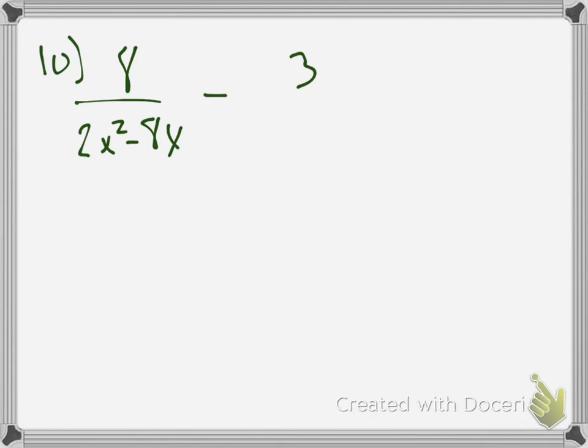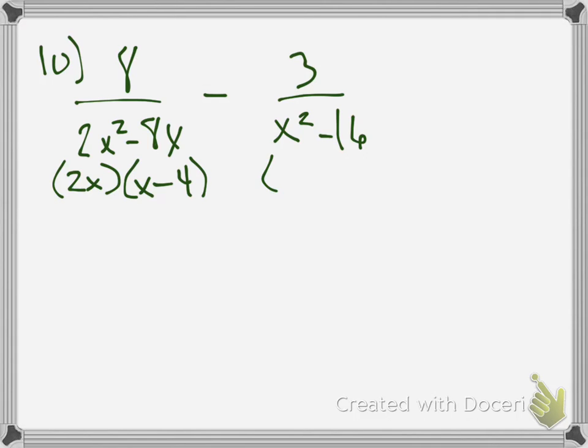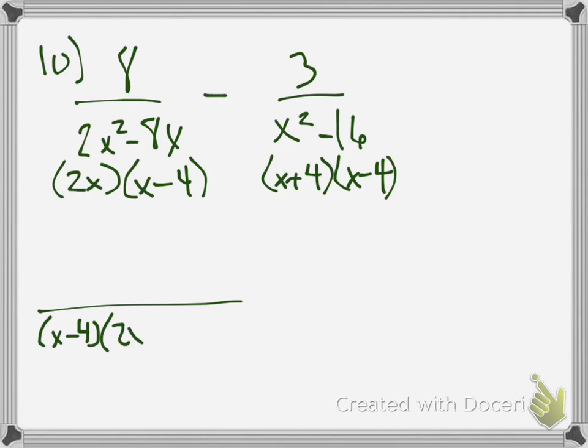Look at the other version of number 10. The other version says 8 over 2x squared minus 8x, minus 3 over the x squared minus 16. So it has the same properties here. Like I can take out 2x and be left with an x minus 4. And this is x plus 4, x minus 4. So what they have in common is the x minus 4, and I'm adding from the left 2x, and from the right x plus 4.